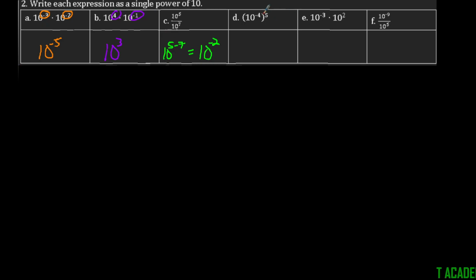Then for the next one, I have to multiply these two together. So I'm going to say I have negative 4 times 5 is going to be negative 20. So I have 10 to the negative 20 power. Add my exponents for the next one. So I'm going to say I have 10 to the negative 1 power. And then I'll subtract these two. So this is almost like I have, let me change this up, 10 to the negative 9 minus 5 is equal to 10 to the negative 14 power.